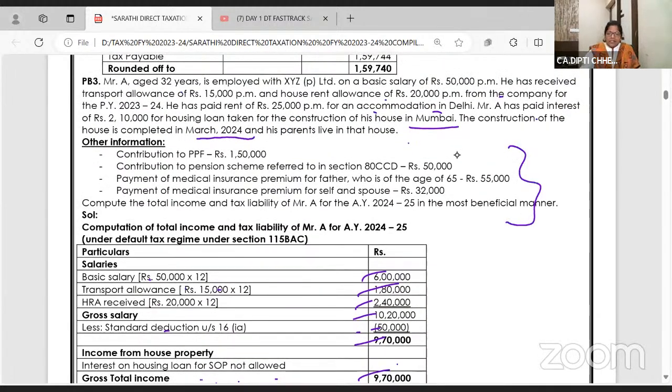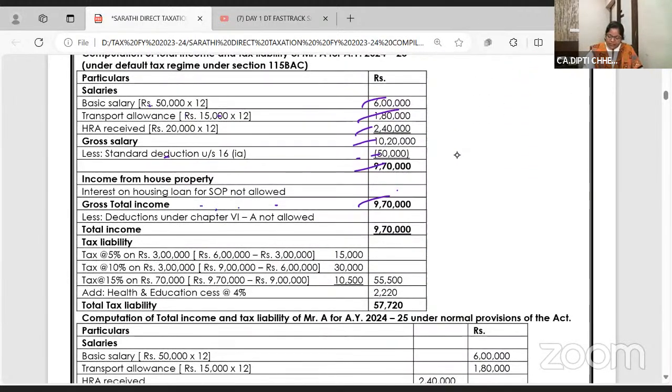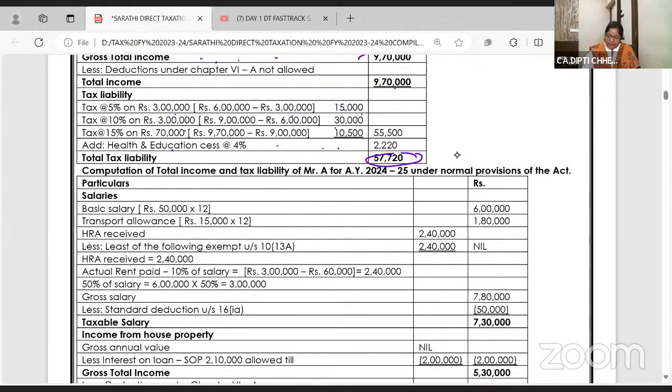Will we give all these deductions? No. Then what will be the tax calculation in default: up to 3 lakh nil, 3 lakh to 6 lakh 5%, next 10%, and 9 lakh and above, whatever is there, that is 15%. So tax comes to 57,720.